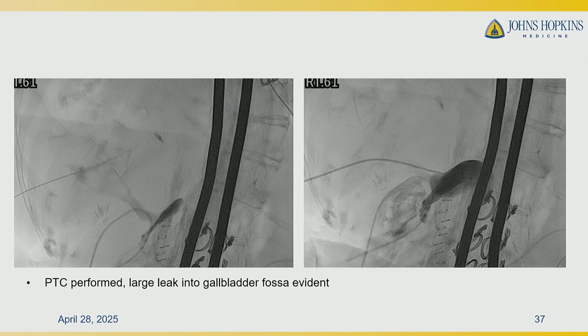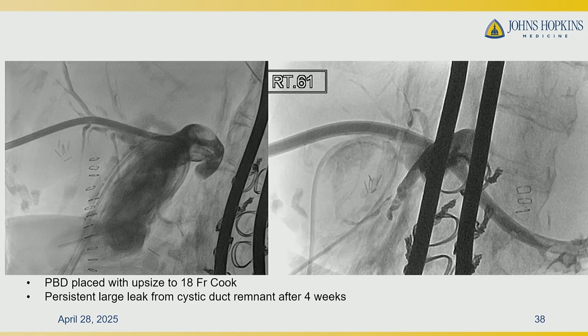So percutaneous access once again, and you can see that there's contrast filling of the gallbladder fossa, and that's actually where the JP drain was coiled. The actual surgery, as I mentioned, was not performed by us, so we were very unclear what was resected in the past versus currently. So we did our usual practice of upsizing, getting across that leak and placing an 18 French Cook for biliary diversion.